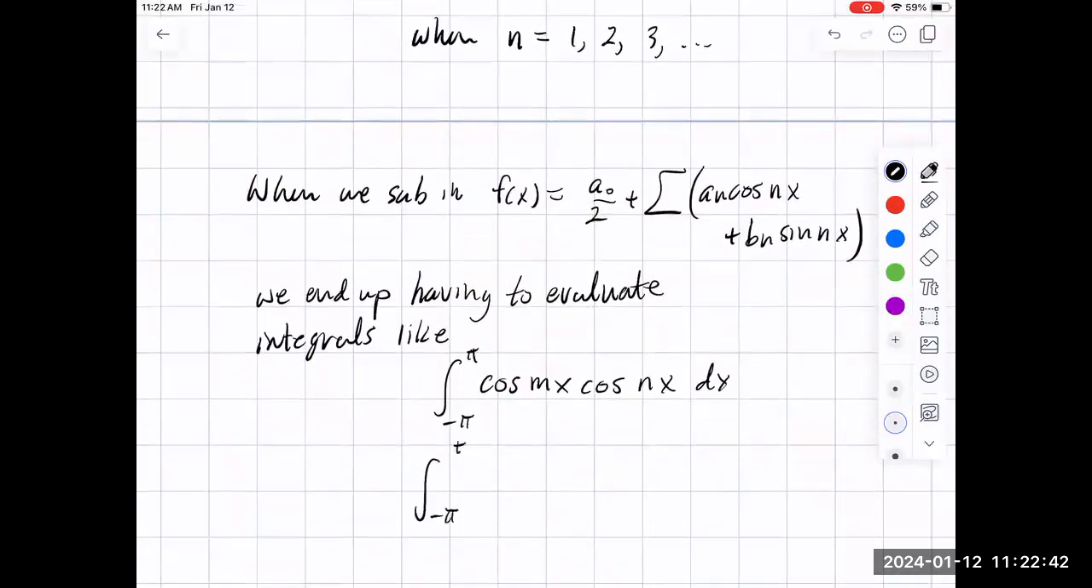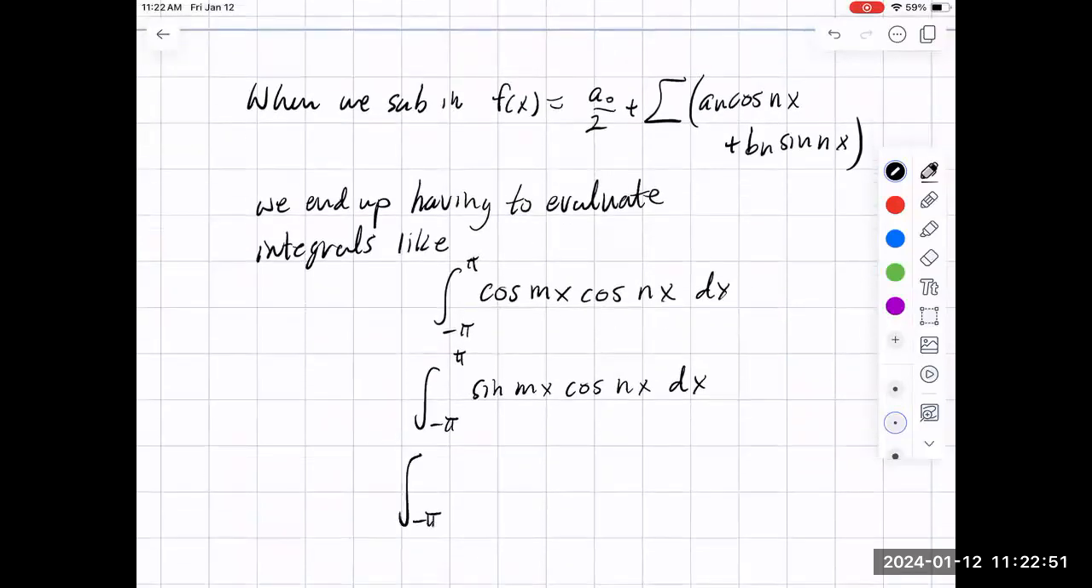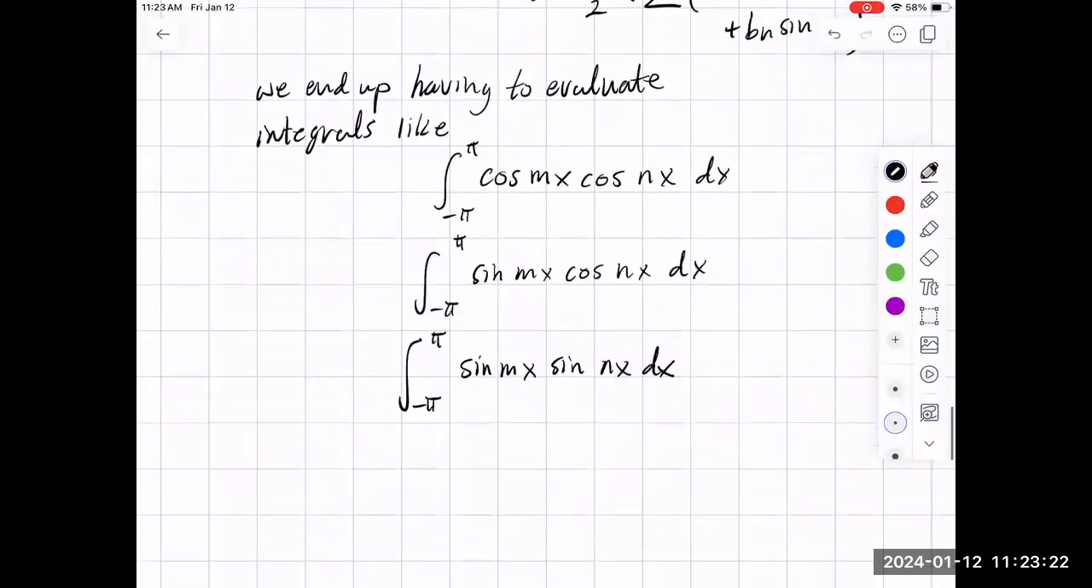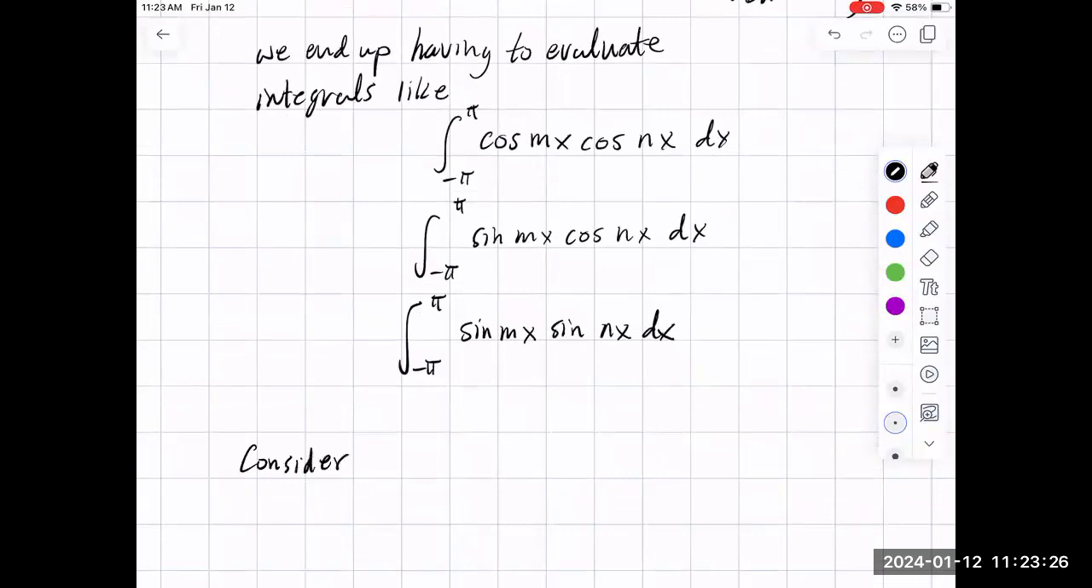We'd have integrals of something like sine mx cos nx. And then we might have some that involve, well, not might, we would have some that involve sine mx times sine nx dx. Okay, and so what I'd like to do is develop some tools or just some prescriptions where we don't have to evaluate all of these individually. Let's just come up with some general rules. So let's see what we can do here. So what I want to do is consider the integral, let's do 1/2 pi integral from minus pi to pi of sine mx cos nx dx. So we're going to consider this middle case first.